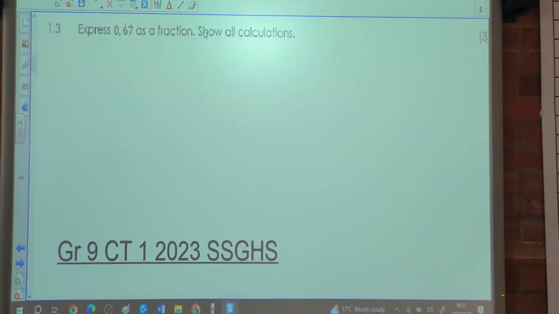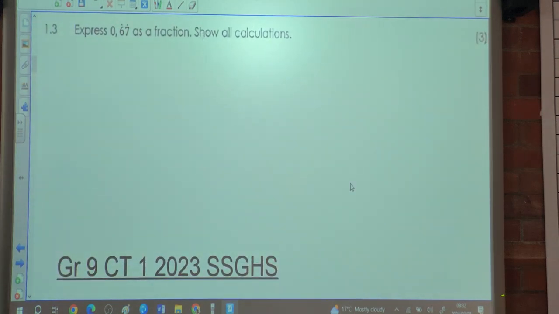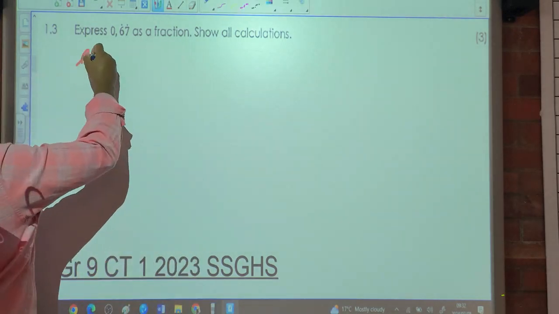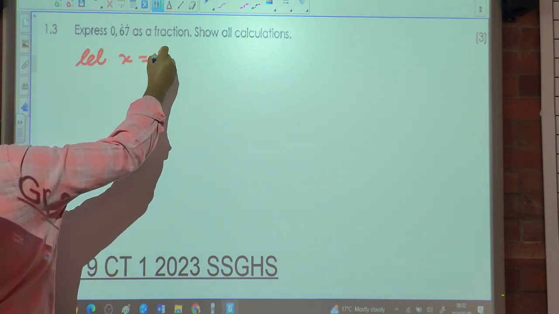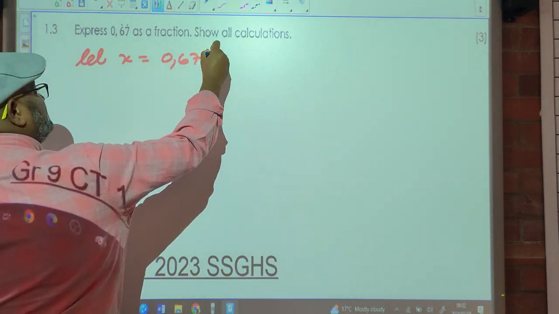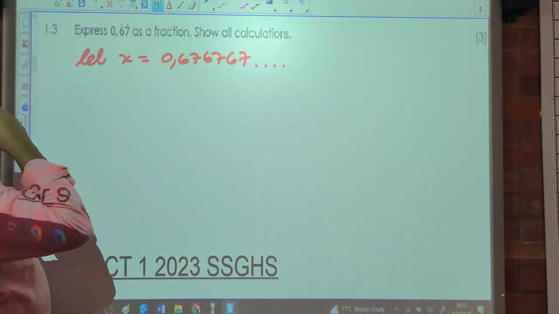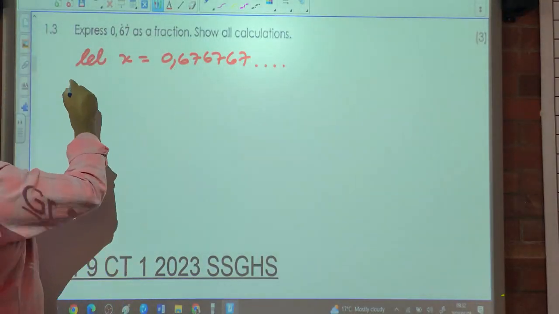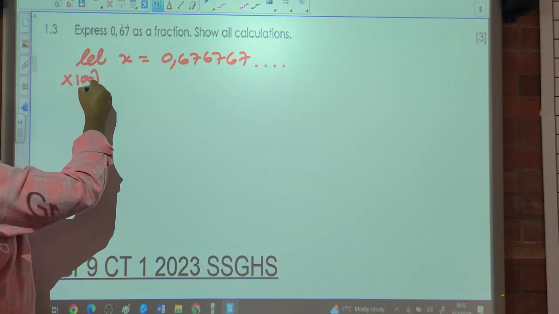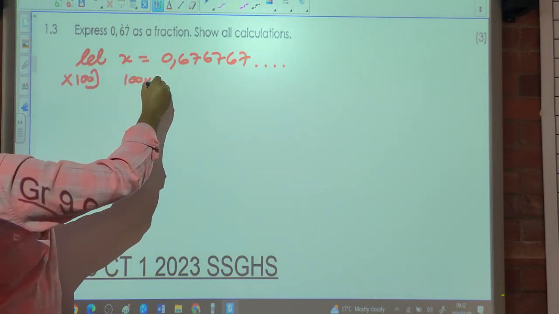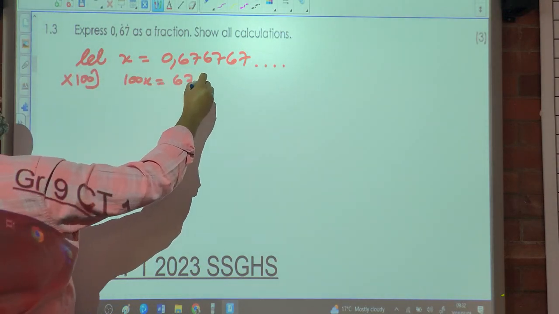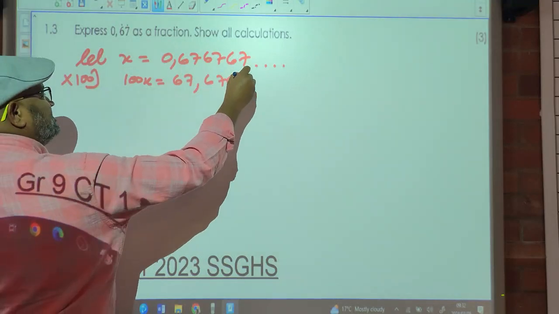Then we are asked in 1.3 to express 0,67 recurring as a fraction. So where do we start? We say let x equals 0,67, 67, 67 and so on. So how many numbers are recurring? 2. So I multiply this line by 100. So it's going to be 100x is equal to 67, 67, 67, 67 and so on.